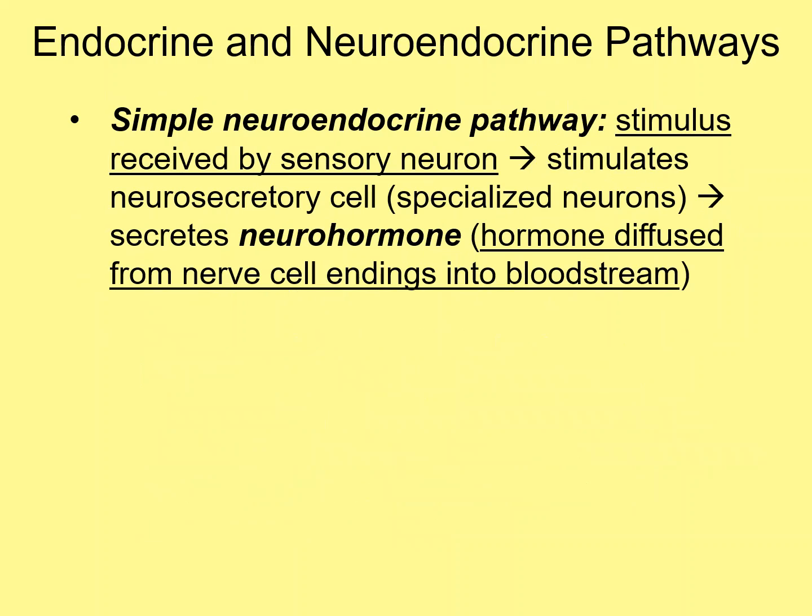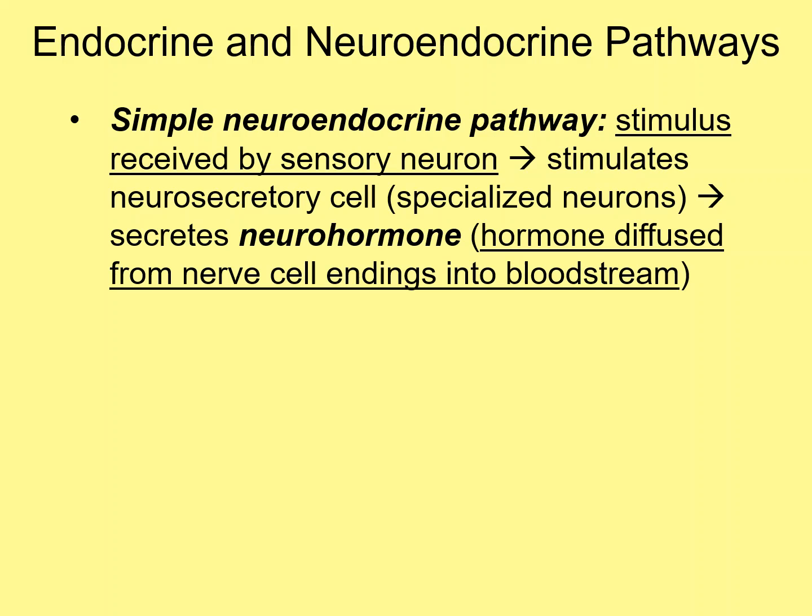A neuroendocrine pathway, on the other hand, remembering that a neuroendocrine gland is essentially a special neuron that is synthesizing hormones and releasing a hormone, typically directly into the bloodstream. In the case of the hypothalamus, it may release it directly into another gland, which then releases it into the bloodstream. And we still consider that part of a neuroendocrine pathway because the stimulus is coming in through a neuron, not from another hormone, right?